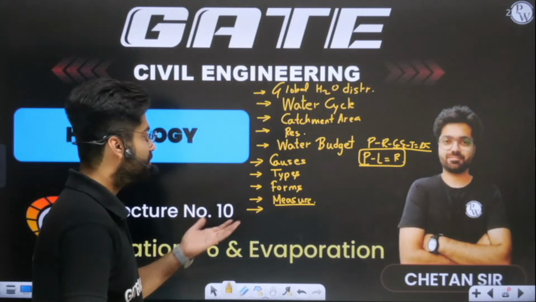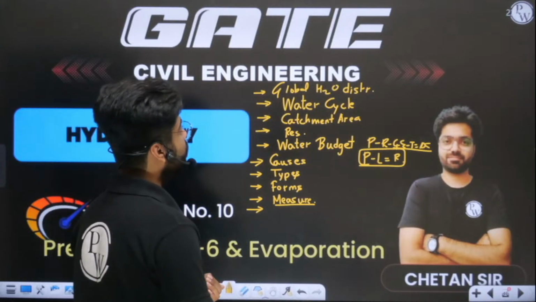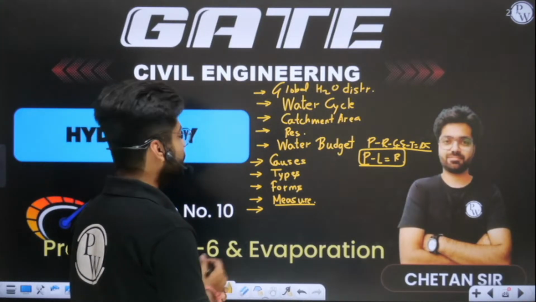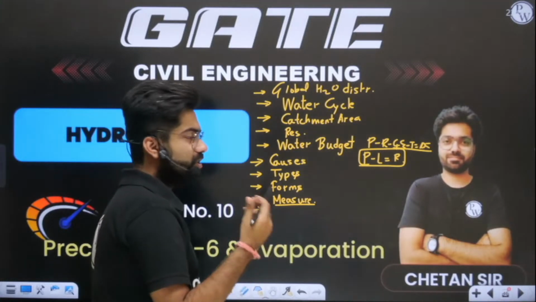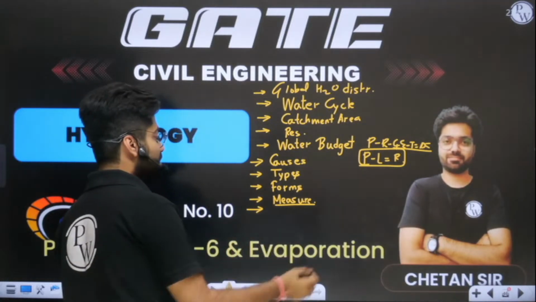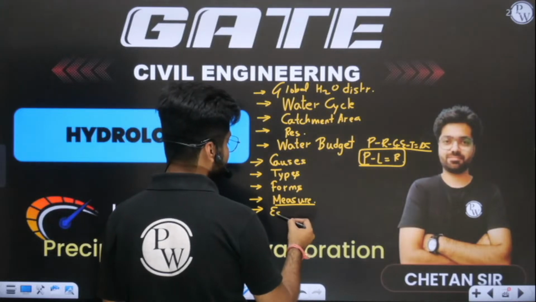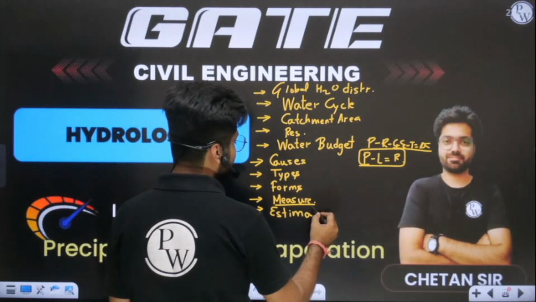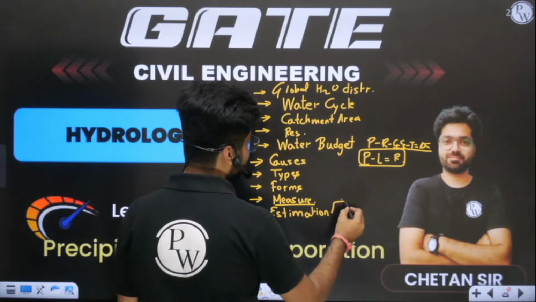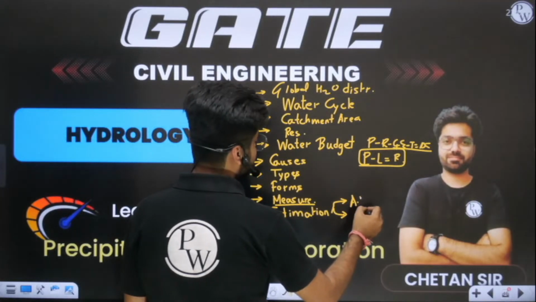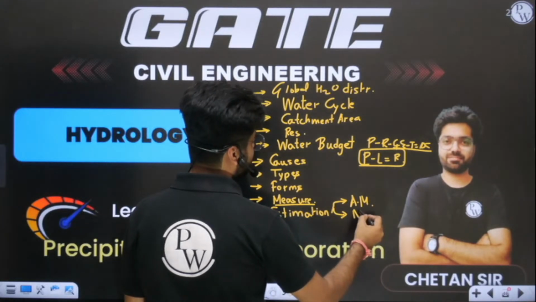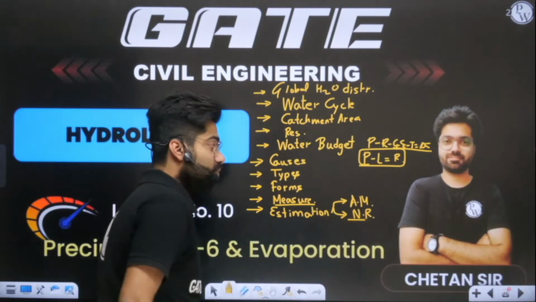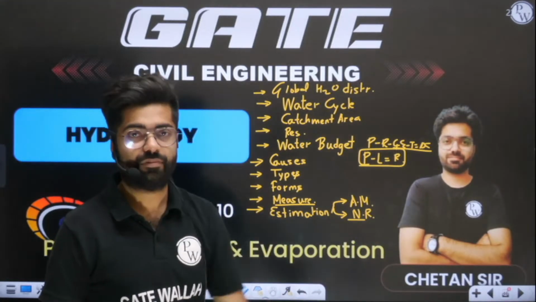Okay, so after measurement of precipitation, we went on to preparation of data. It should be continuous and consistent. So then we discussed estimation of missing data. In this estimation of missing data, we discussed two methods. The very first one was arithmetic mean, the second one was normal ratio. I hope you remember both of the formulas, important. They can be asked in your examination.